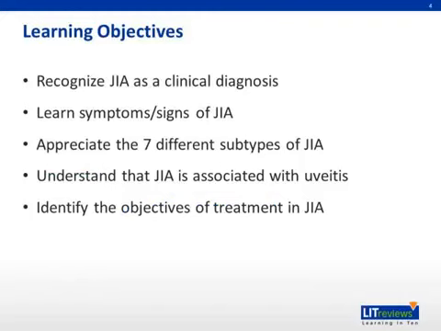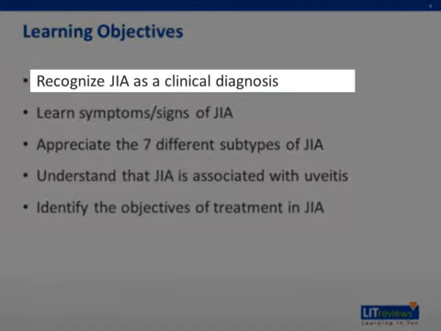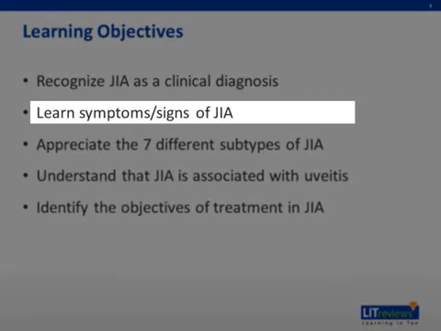The learning objectives and the purpose of this presentation is to learn about juvenile idiopathic arthritis, referred to as JIA, also referred to as inflammatory arthritis. Rheumatoid arthritis is no longer used as a diagnosis in children. So JIA is a clinical diagnosis, meaning that there are no labs or tests. Therefore, it's important to recognize the signs and symptoms.